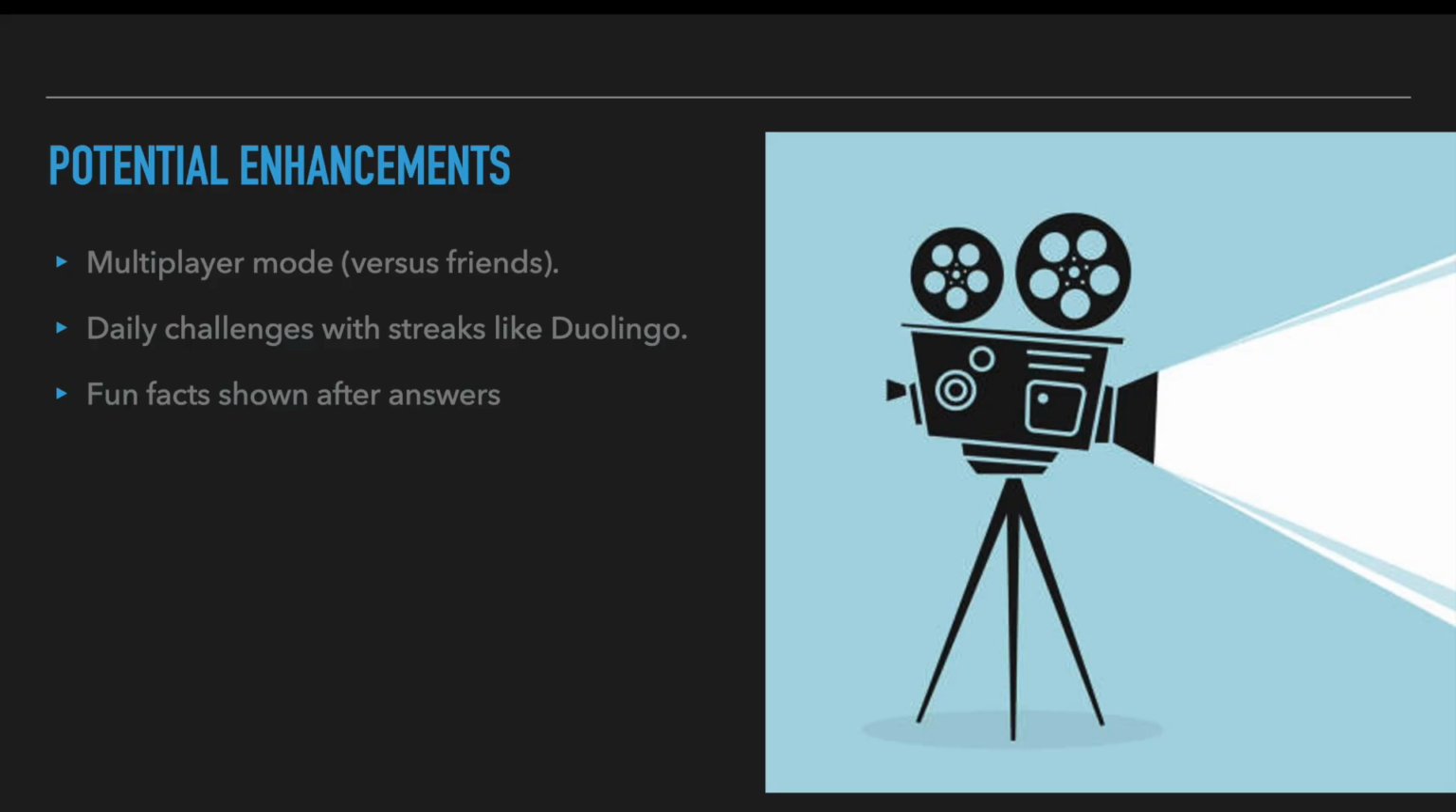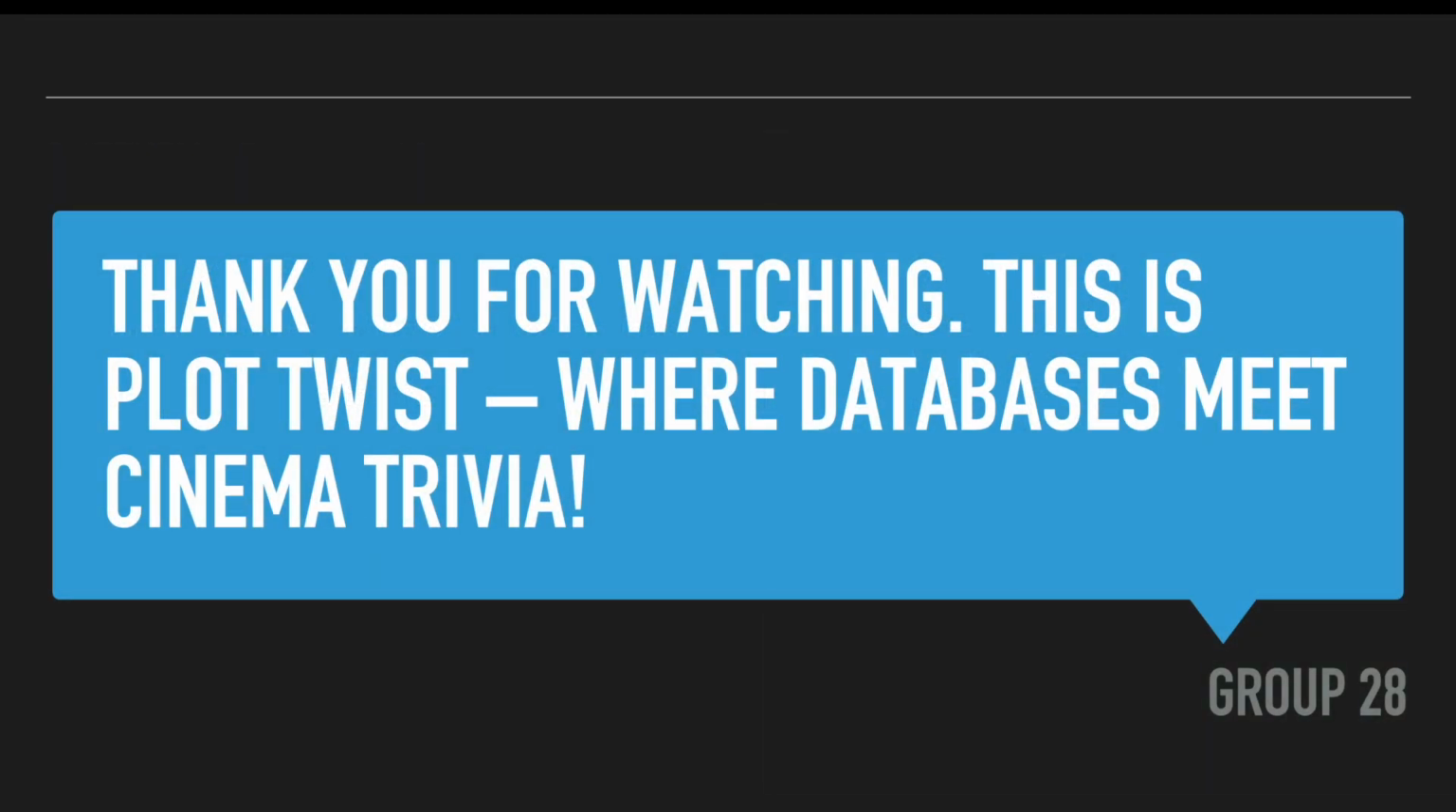Before concluding, let's talk about how we plan to make Plot Twist even more engaging in the future. One exciting idea is to introduce a multiplayer mode, where friends can compete live in real time, turning our trivia app into a social challenge. We also want to add daily challenges with streaks, similar to how Duolingo motivates learners. This will keep users coming back consistently and build a sense of progress. And lastly, we'll include fun movie facts that appear right after each question. That way, even if a user answers incorrectly, they still learn something new and interesting about the film.